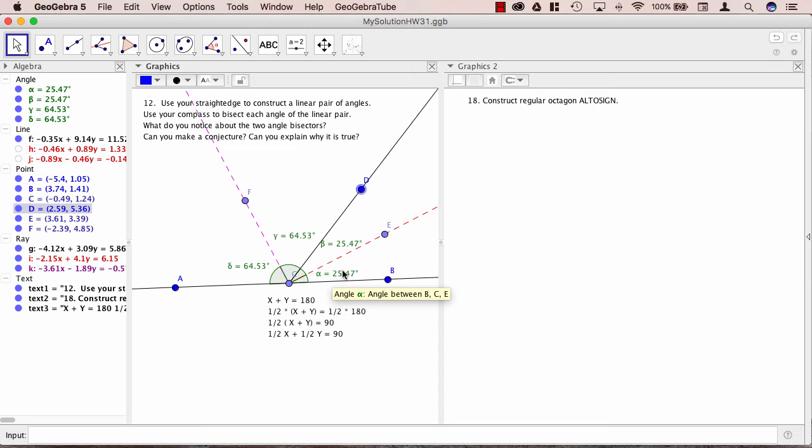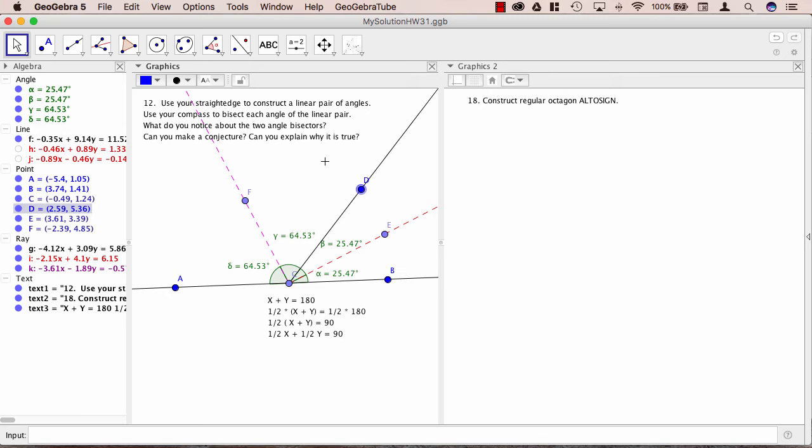This is half of x. Each of these is half of x. Each of these is half of y. Together, those two add up to 90. So that's a little bit of an explanation for that. Okay, so that's that. Our conjecture, I guess we're going to make a conjecture out of this, would be that when you bisect both parts of a linear pair, those parts are complementary.